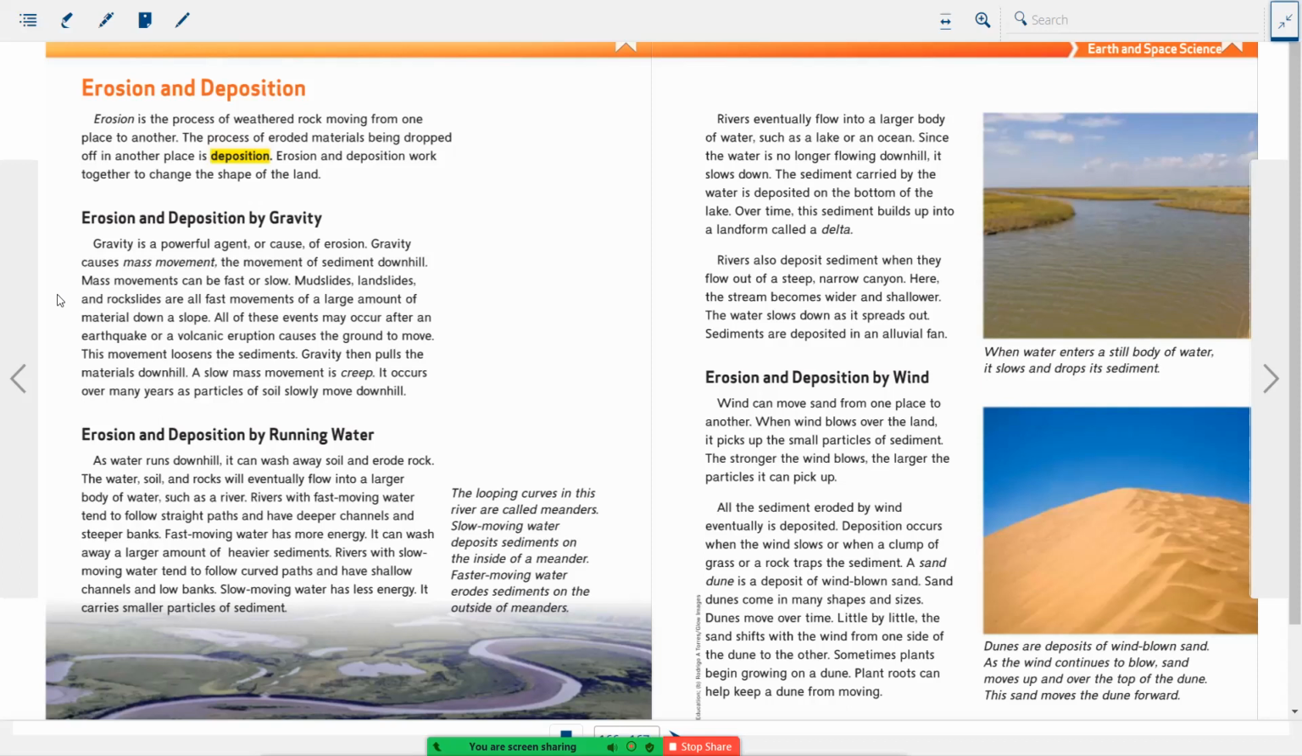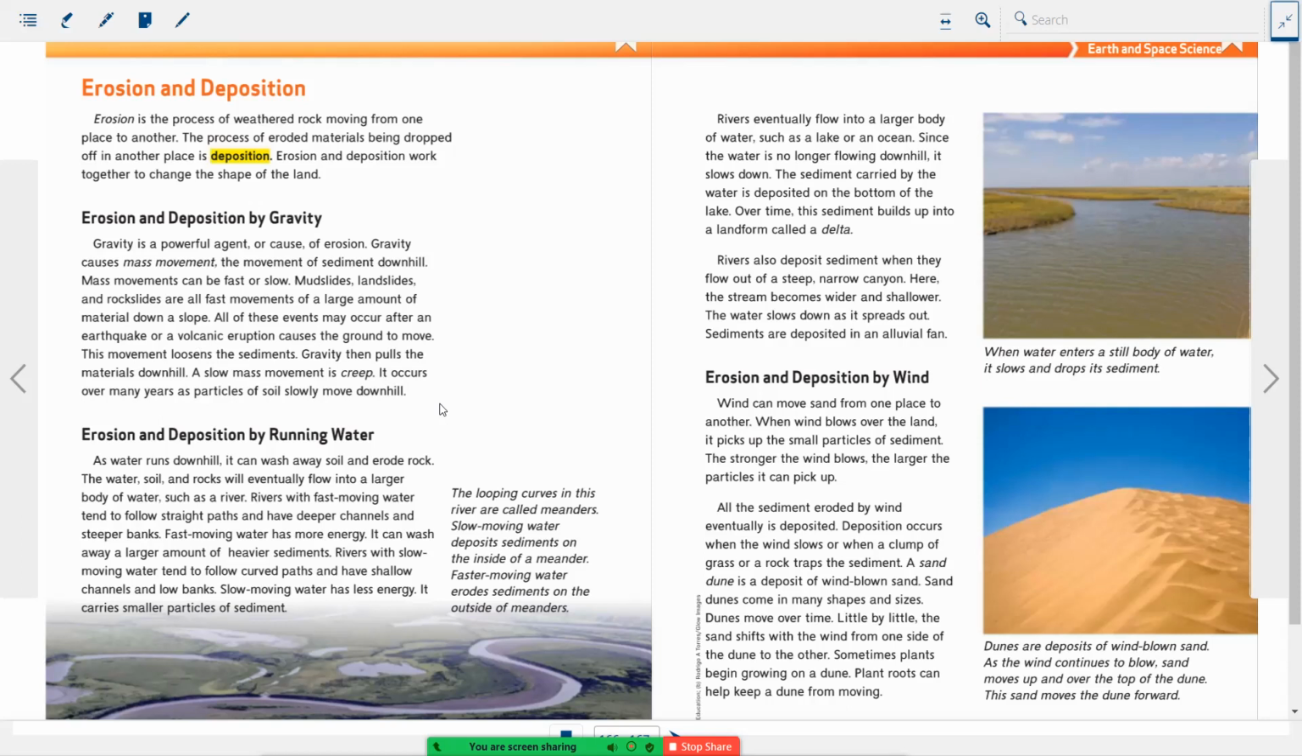Mudslides, landslides, and rock slides are all fast movements of a large amount of material down a slope. All of these events may occur after an earthquake or volcanic eruption that causes the ground to move. This movement loosens the sediment. Gravity then pulls the material downhill. A slow mass movement is creep. It occurs over years as particles of soil slowly move downhill. So they're creeping down the hill.